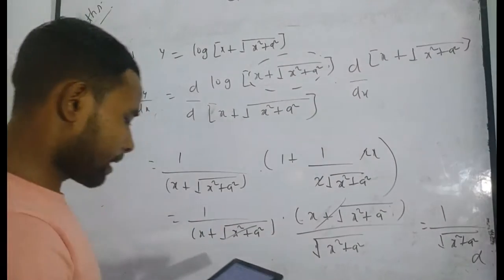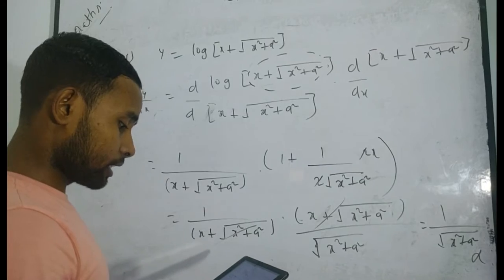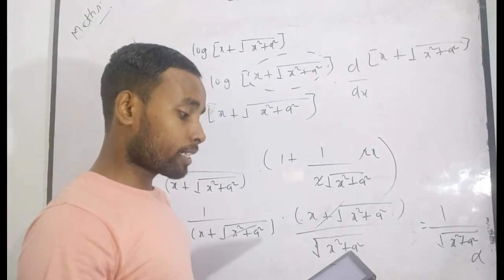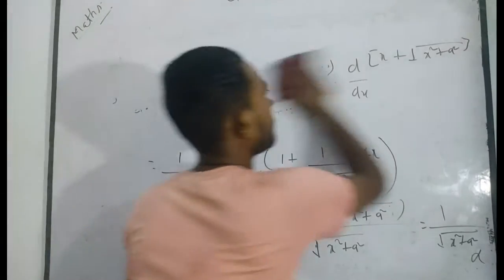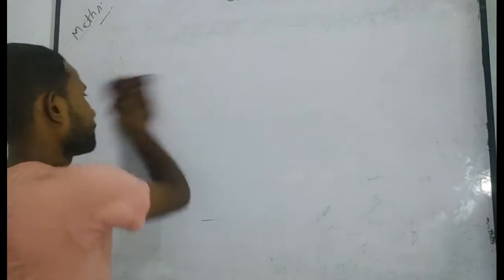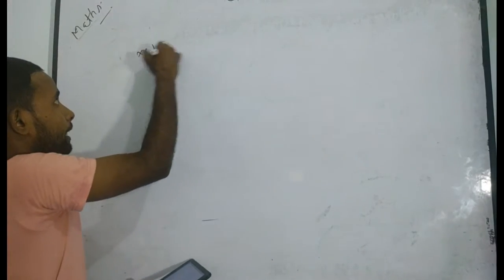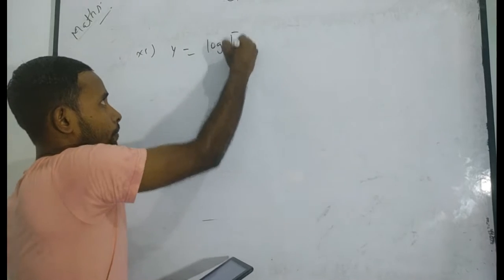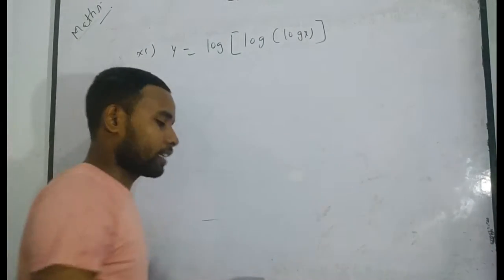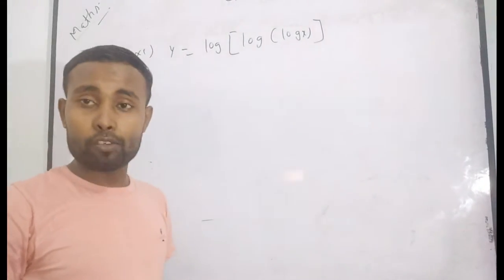I think you can solve questions 8 and 9 also, because questions 8 and 9 both are easy, and 10 is also easy. Now I want to solve question 11. See here, question 11. Here it is given y equal to log log log x. Now you can tell me, sir, how can you differentiate this function? Because there are 3 terms of log. How can you solve this problem?